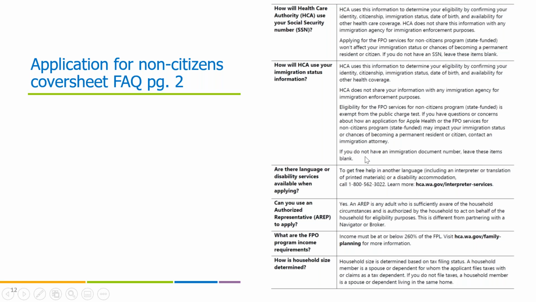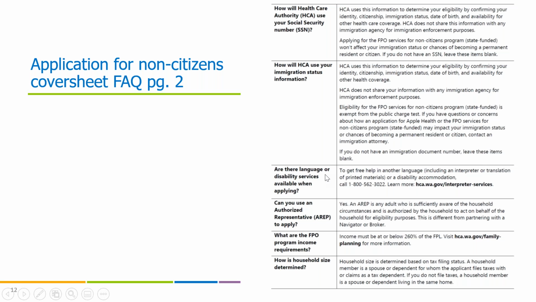The next line we actually do have to delete. We noticed the sentence is, if you do not have an immigration document number, leave these items blank. As Melissa mentioned, we don't have a citizen or immigration status section on the non-citizen application, so you don't have to worry about that.